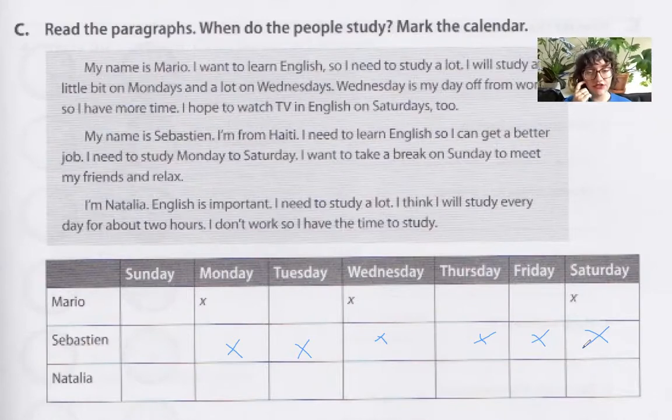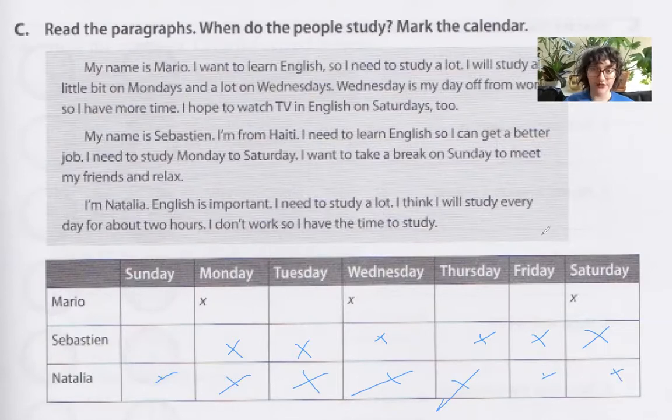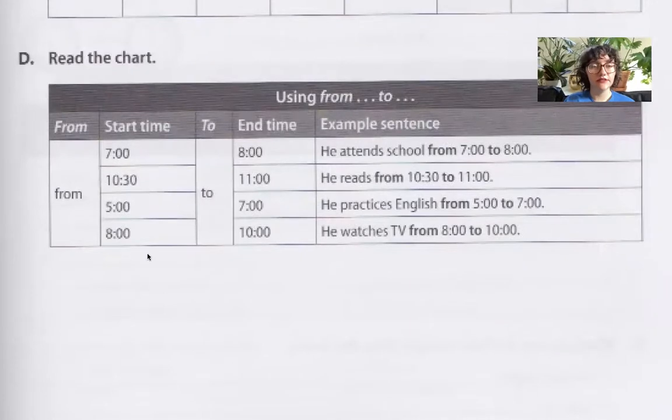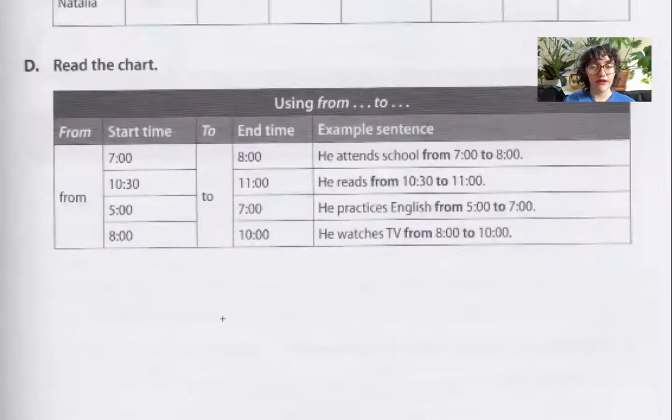And then Natalia, English is important. I need to study a lot. I think I will study every day for about 2 hours. I don't work, so I have time to study. So that means Natalia is studying Sunday, Monday, Tuesday, Wednesday, Thursday, Friday, and then Saturday. So those are all the hours from the reading.